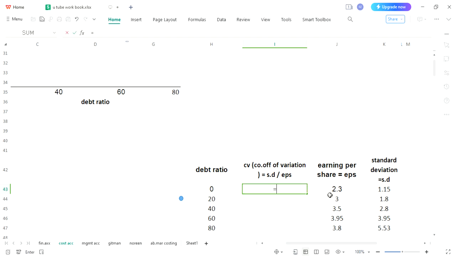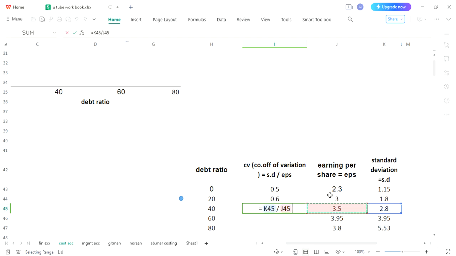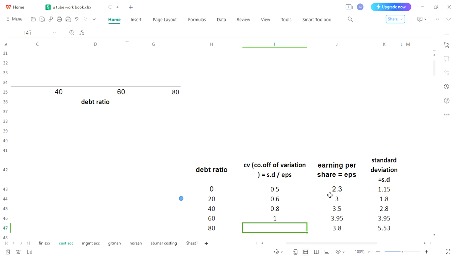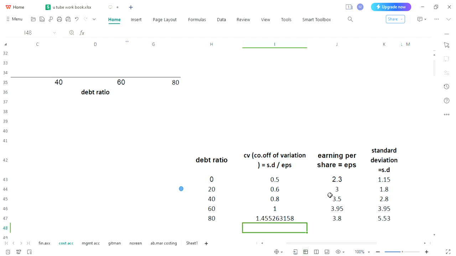This is your standard deviation and it would be divided by your EPS. First standard deviation is 1.15 and it would be divided by 2.3. Then again standard deviation is 1.8. You need to divide it with EPS 3. Next standard deviation is 2.8. Divide it with EPS 3.5. Again standard deviation is 3.95. You need to divide it by EPS 3.95. Then standard deviation 5.3, divide it with earning per share 3.8. So we have got our coefficient of variation, and EPS and standard deviation are used to calculate your CV.